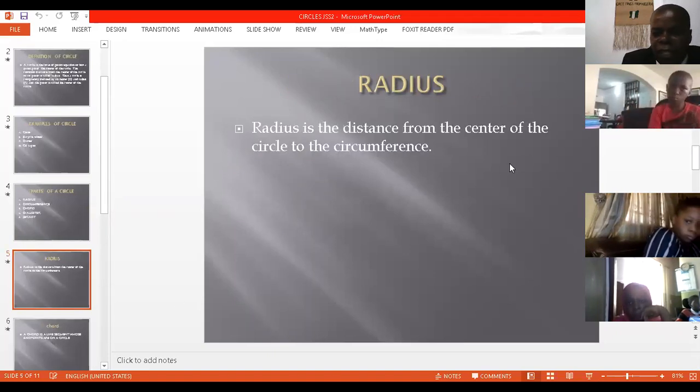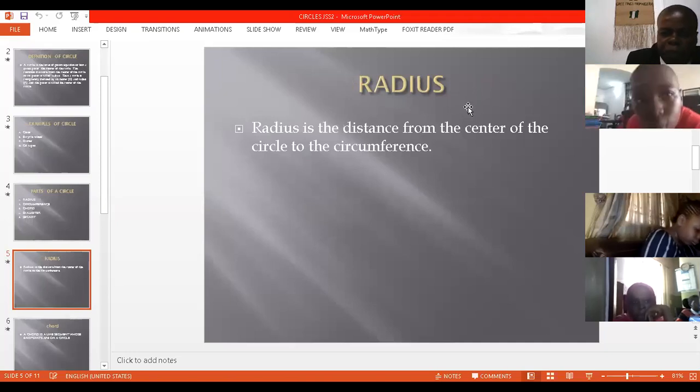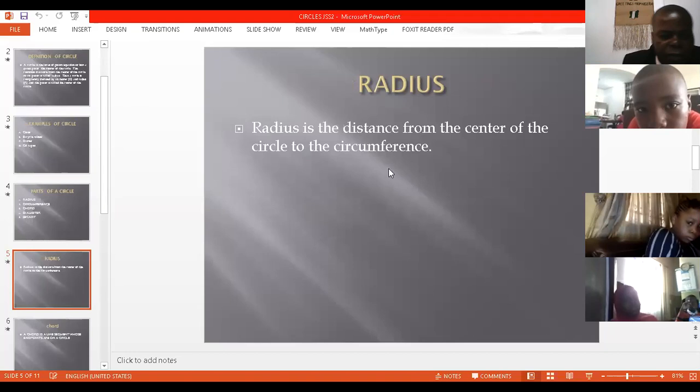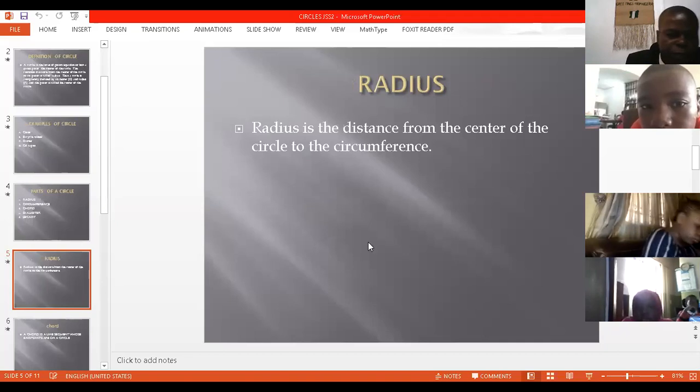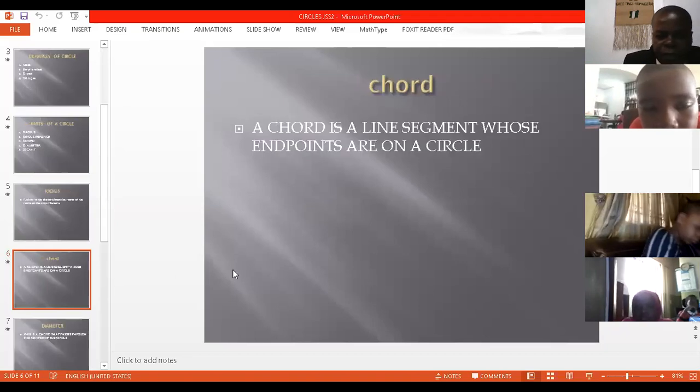Now, let's study the parts of a circle one by one. The radius is the distance from the center of the circle to the circumference. Then we have the chord. The chord is a line segment whose endpoints are on a circle.